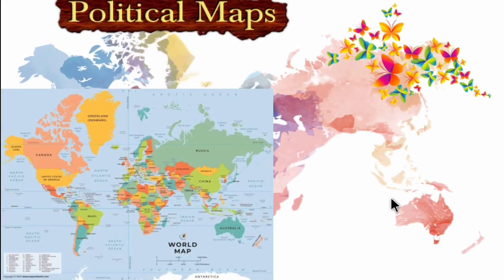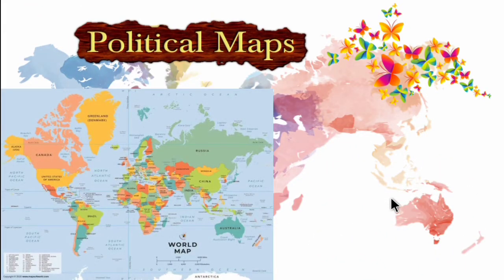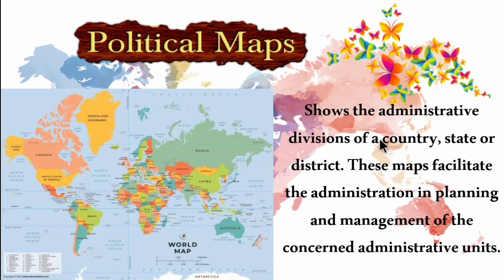The first type is the political map. One type of cultural map is the political map. It shows the administrative divisions of a country, state or district. These maps facilitate the administration in planning and management of the concerned administrative units. It shows the divisions within the country or within the state for better administration.